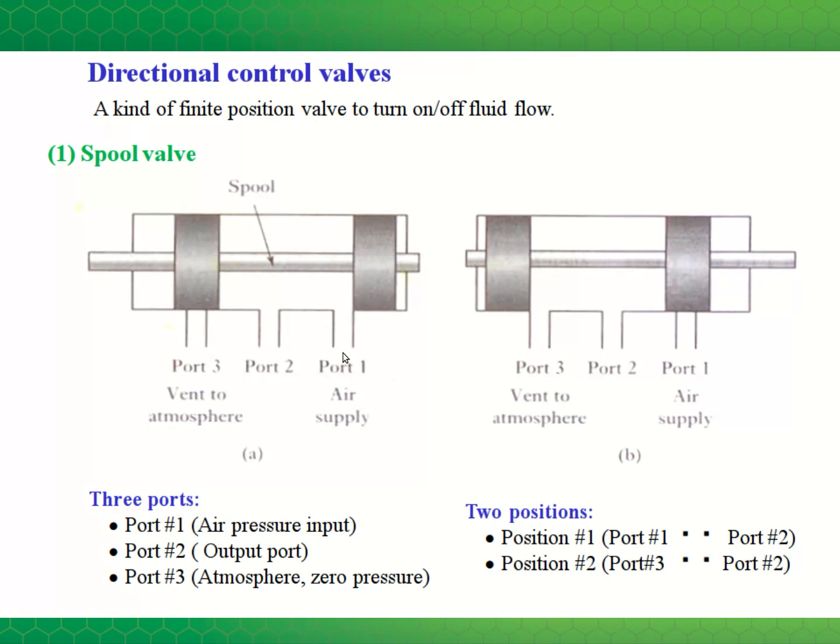So in this case, air would flow from 1 to 2, and in this position, air would flow from 2 to 3. So the direction of the flow is changed. And there are different ways of actuating these valves to switch them from positions. They can be mechanically actuated, electrically with solenoids, or you can use pneumatic pressure to switch the positions, and we'll cover that later.